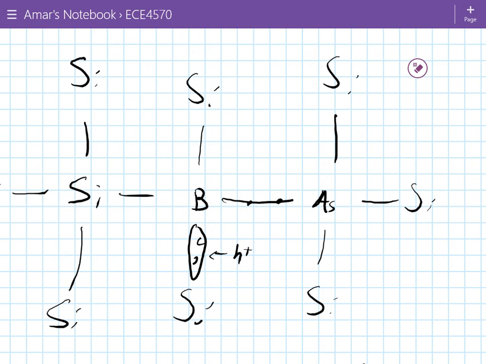Now you've essentially, you're back to silicon. You don't have electrons or holes. So using multiple dopants, one dopant can actually offset the other. All right.